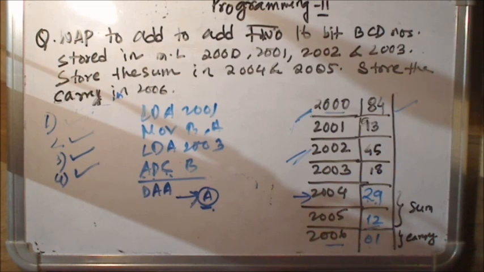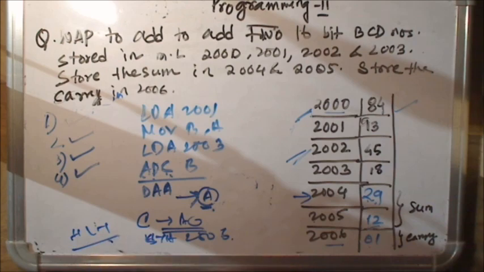So transfer it into A. First you store this with STA in 2005. Then we will move the status of carry from C into A, and then we will store the carry into 2006, and then we will call the program. So tell me, do you understand? I hope you can write the program, but still I am showing you how to write.